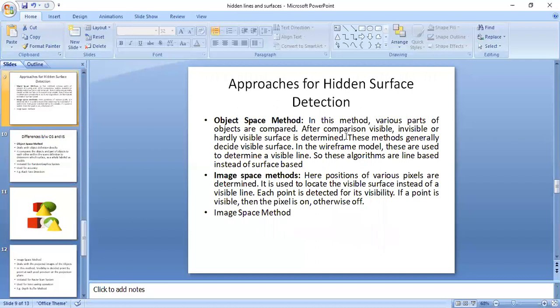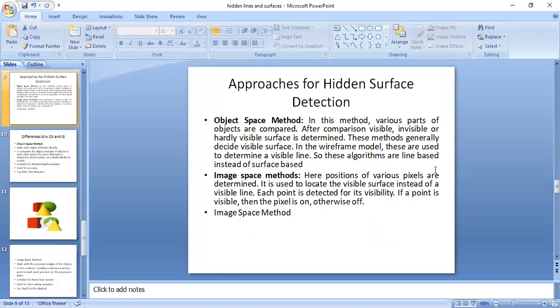After comparison, visible, invisible, or hardly visible surfaces are determined. These methods generally decide visible surfaces. In the wireframe model, these are used to determine a visible line. If you remember, at the very first lecture I showed you the wireframe model of a ship or an aircraft. There we do not deal with the surfaces, we deal with the lines: which line is visible and which line is not visible. So these algorithms are line based instead of surface based. We do not consider the entire surface, but we consider lines here.